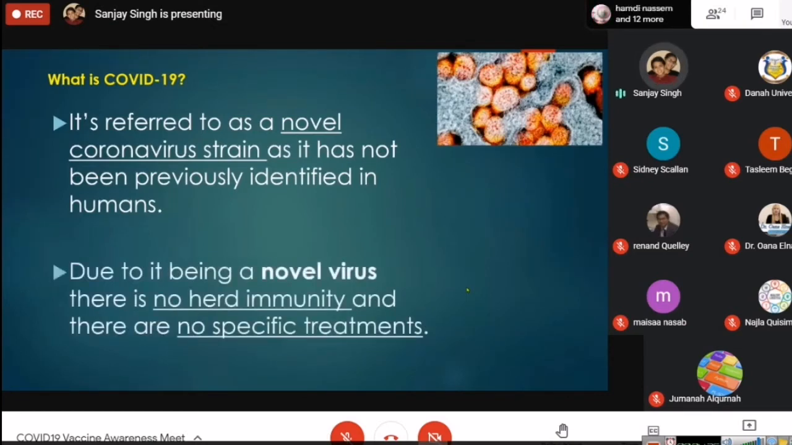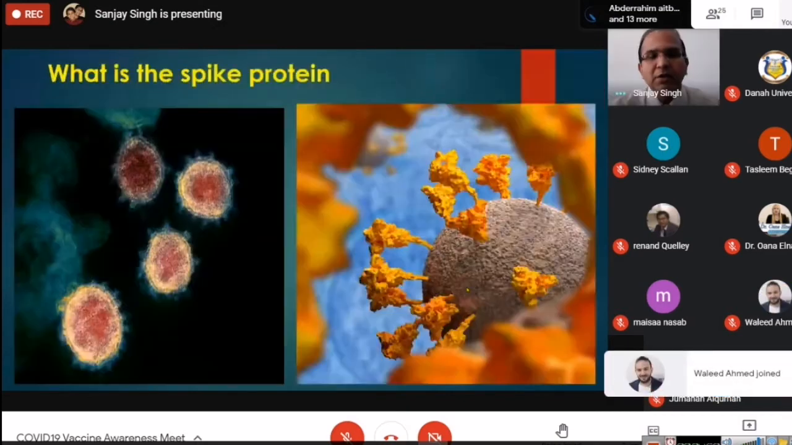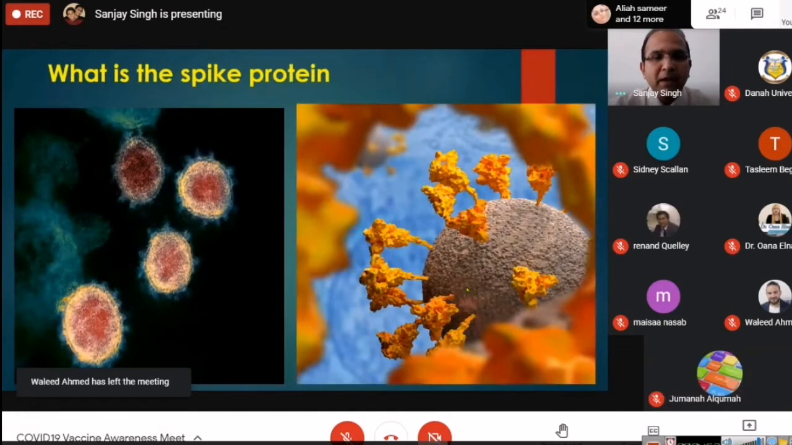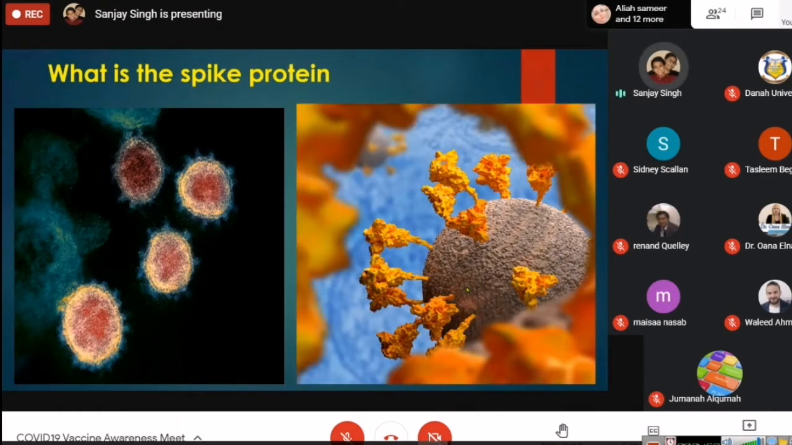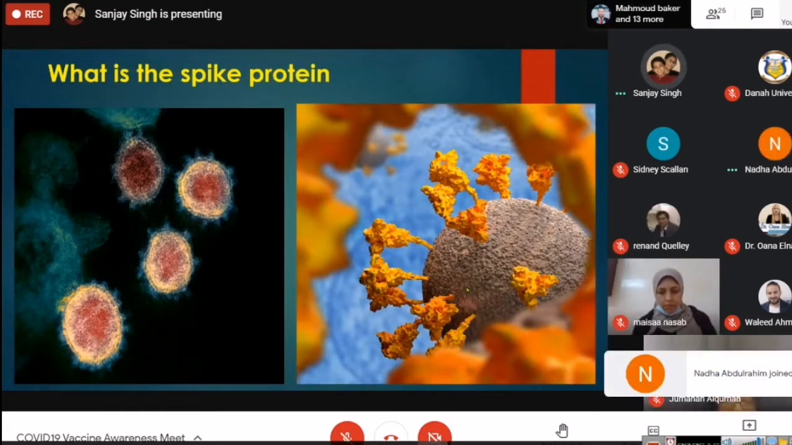Due to it being a novel virus, there is no herd immunity and there is no specific treatment. Later in the presentation, I will tell you about herd immunity and its importance. So why is coronavirus so efficient in transmission? Compared to the flu virus, it is almost double in its efficiency of transmission. And the answer to this question is the spike protein it has. And why is it called the coronavirus? Because of the crown-like structure it has on the membrane.